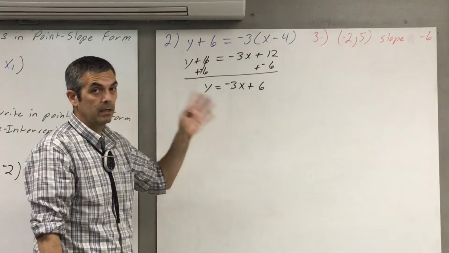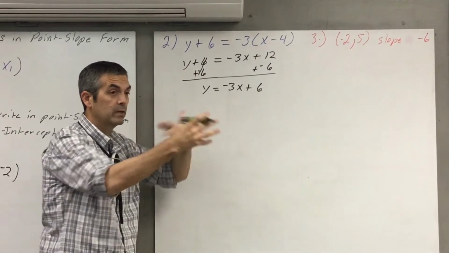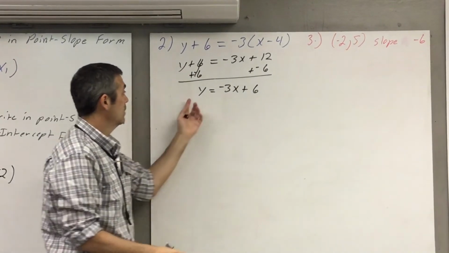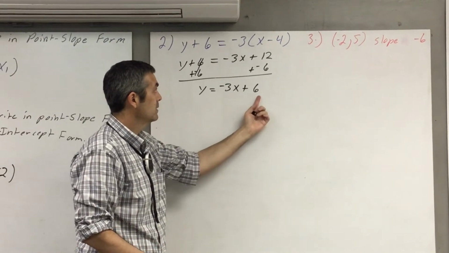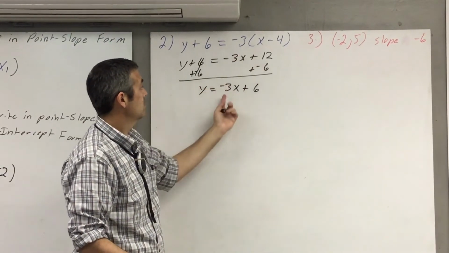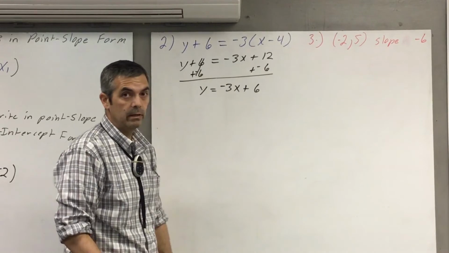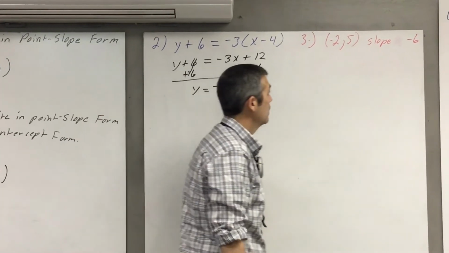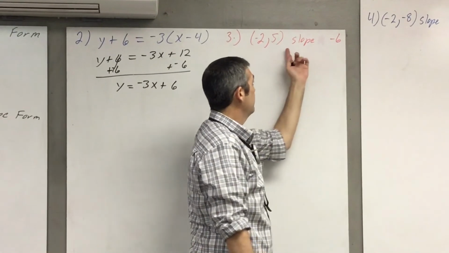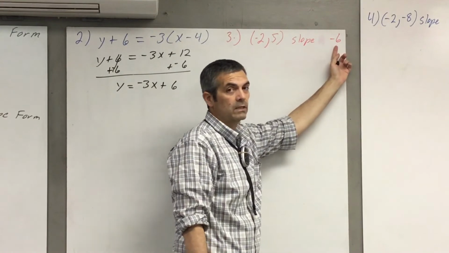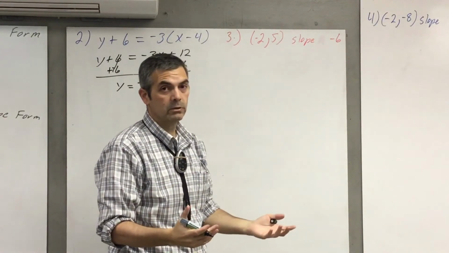This is not complicated once you're comfortable moving things around on both sides. Okay? Here's your slope, here's your y-intercept. Notice your slope, it's still there. All right, negative 2, 5, slope, negative 6. Put it in point slope form first.